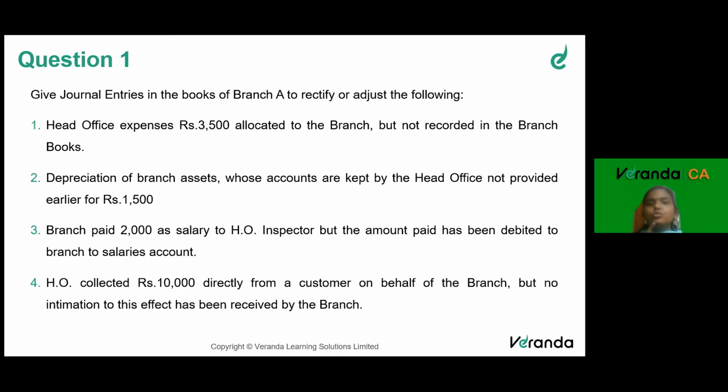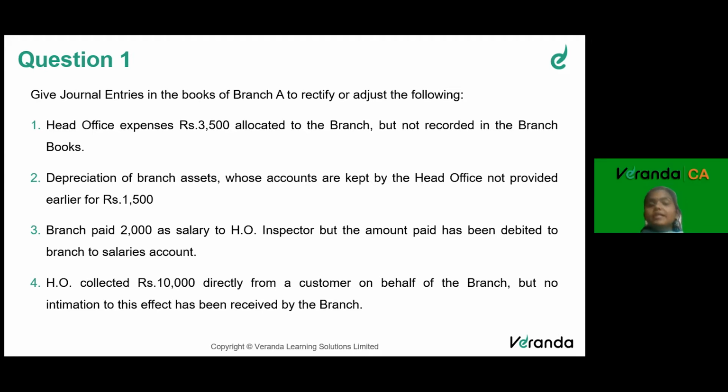Head office expenses amounting to rupees 3,000 were allocated to the branch, but not recorded at all in the branch books. Head office expense itself is not a problem, but here the amount has been allocated to the branch for their expense, and it is not there at all in their books. So we need to account for it. Branch assets: you need to provide depreciation. Depreciation of branch assets which have been kept by the head office has not been provided at all for these 1,500.